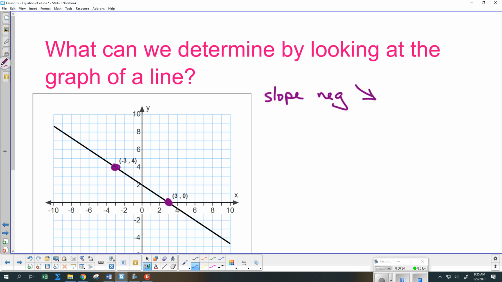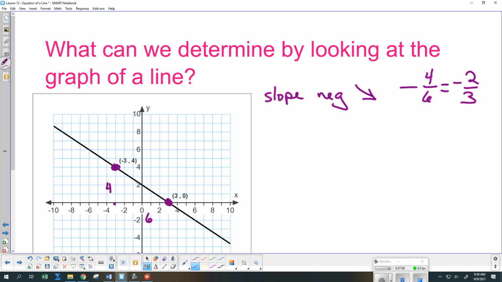Since I have 2 points, I could use my formula that we learned the other day, or on this one I could simply count boxes: 1, 2, 3, 4 up and down, and 1, 2, 3, and another 1, 2, 3 for a total of 6 going across. So my slope is going to be negative 4 over 6, which I would reduce to negative 2 over 3.